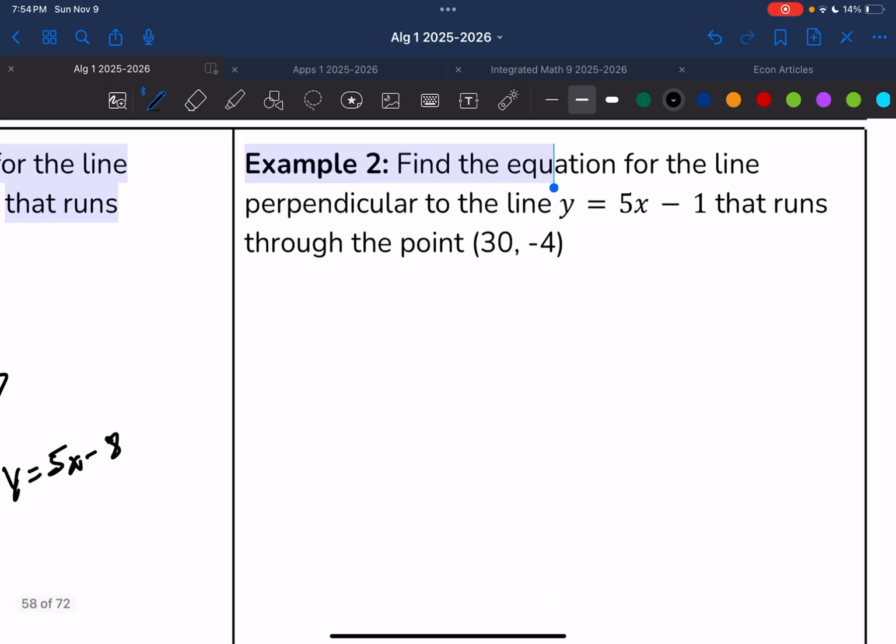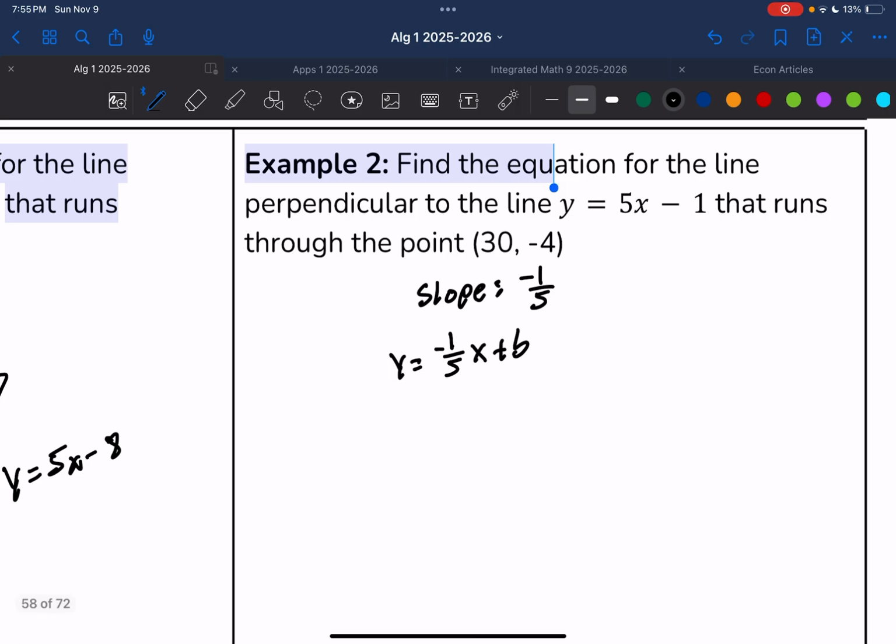All right, and now we're looking for the equation for the line perpendicular to the line y equals 5x minus 1 through the point 30, -4. So for this one, we know that the slope is going to be -1/5, because it's the negative reciprocal of the slope of the original line, which is 5. So now we know it's going to look like -1/5x plus b.